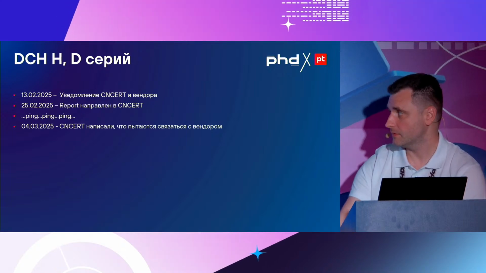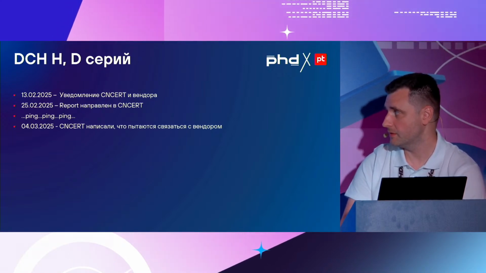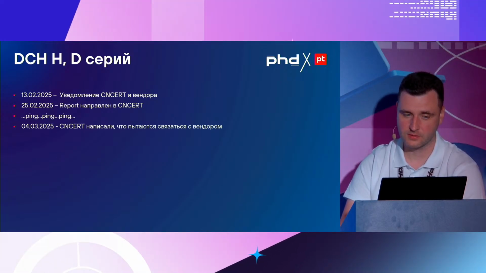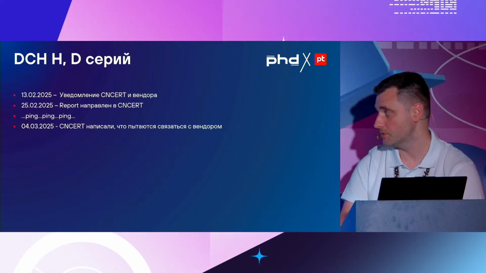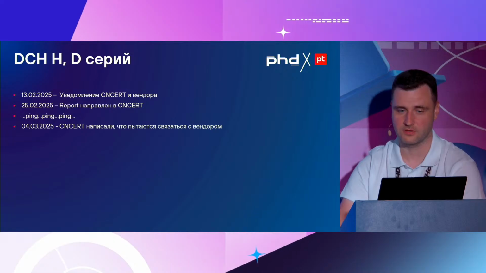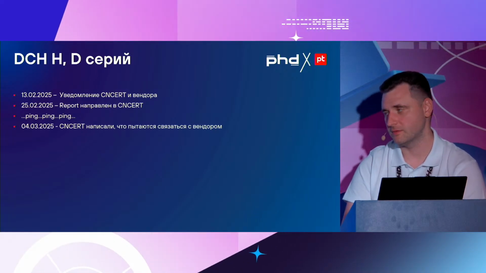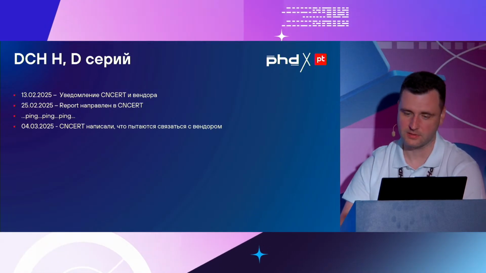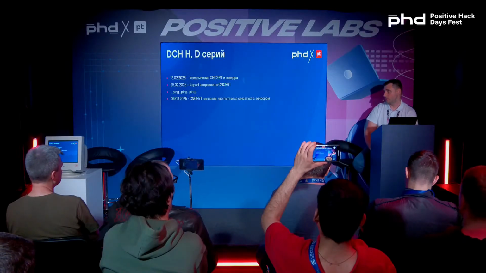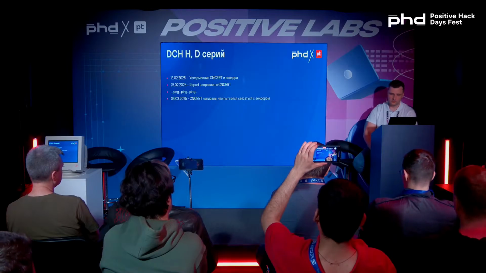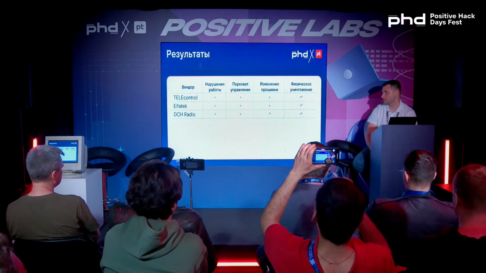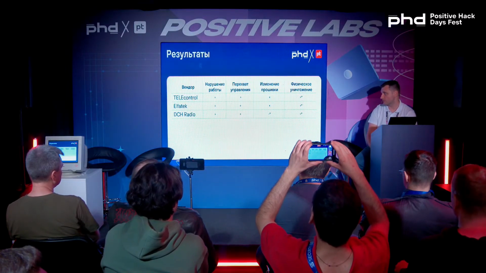In terms of disclosure, we notified CNCERT, and CNCERT responded and said that they would report it. But in March, we got a mention that CNCERT was trying to get in touch with the vendor, despite the fact that the vendor is big. If you look at their website, you will see that very big companies use their products, but still the vendor fails to get in touch with CNCERT. So this is how much they are interested in their own security.